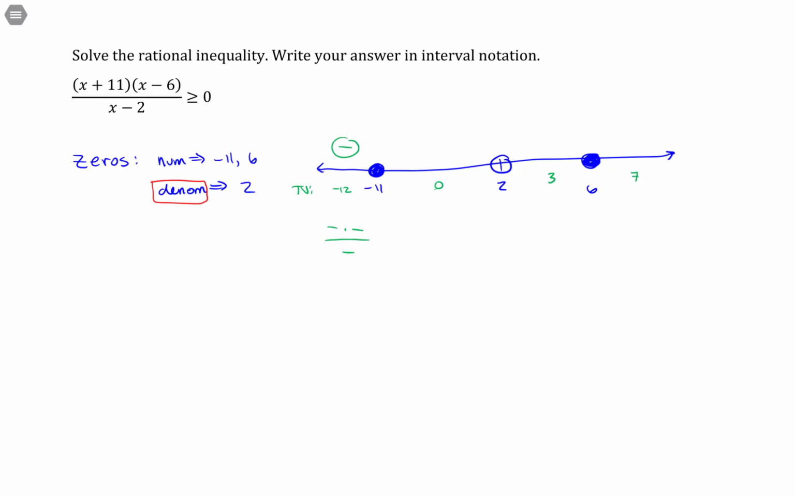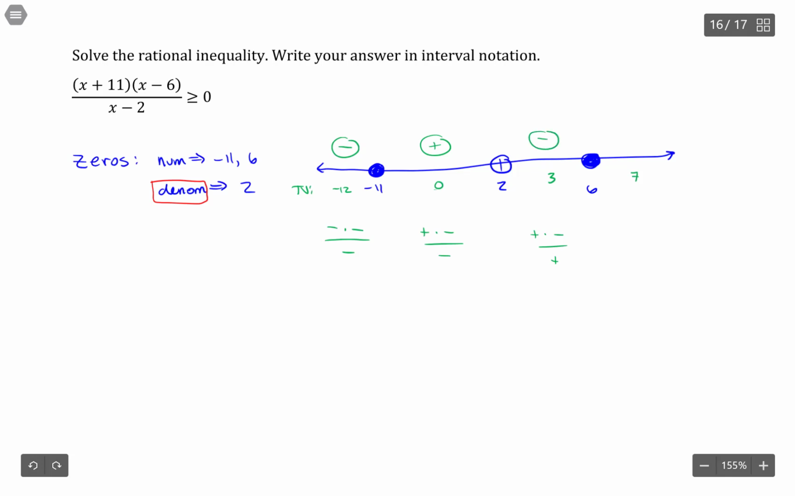Working with 0, if I plug that in, I would have a positive value times a negative value, and 0 minus 2 is also negative. So 2 negatives results in a positive answer. 3 plus 11 is 14, so that's a positive value. 3 minus 6 is negative. 3 minus 2 is positive. So the result there is a negative answer. Then 7, I have positive times positive over a positive. So the result is positive.